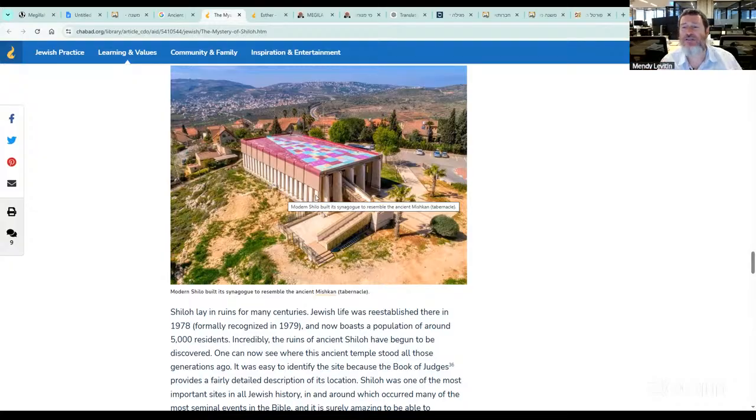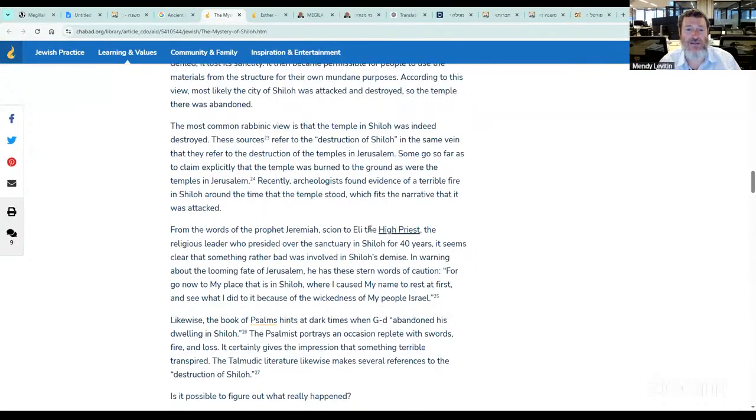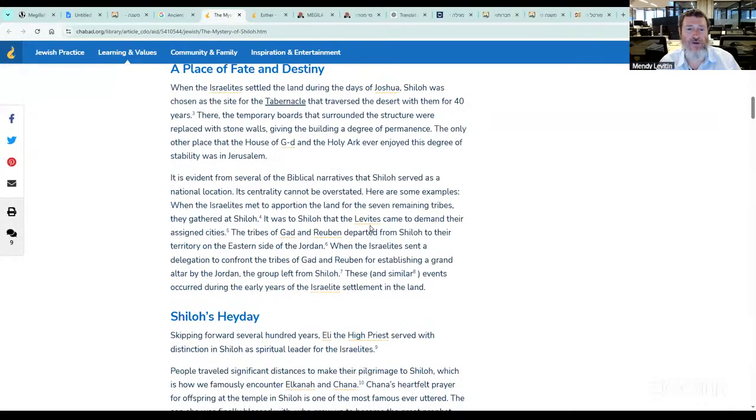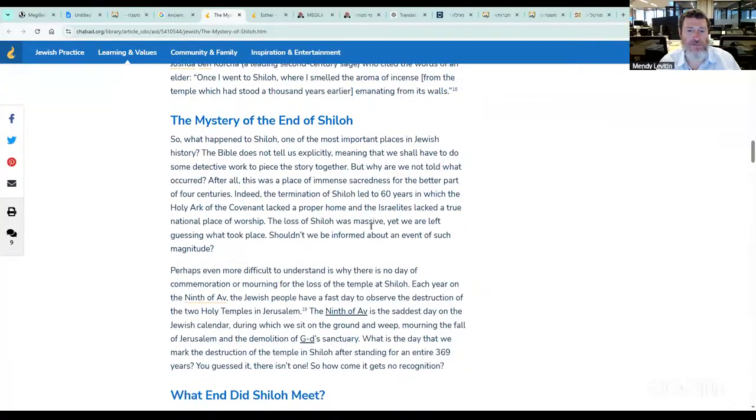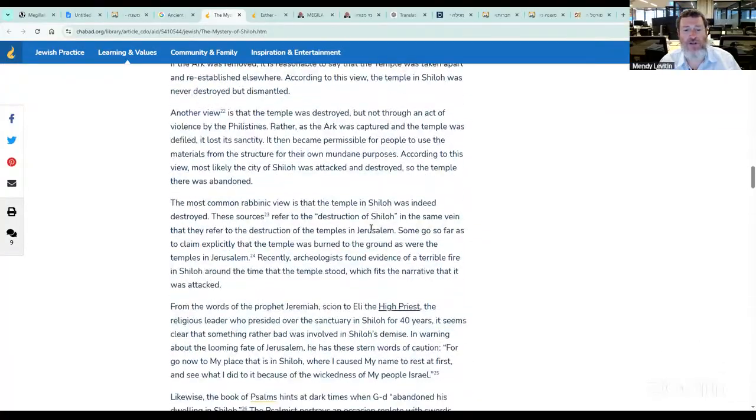The Mishkan didn't sanctify Eretz Yisrael or Shiloh, for that matter, to make it a holy city. It was a city that hosted the Mishkan for many, many years. Like it says over here, the Mishkan stood for 360 years, I think, or 365 years. It stood for a very long time.